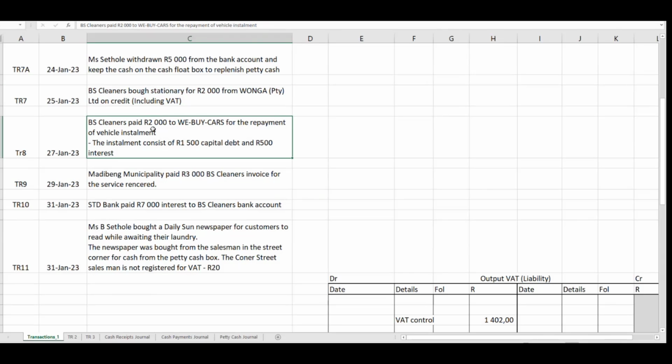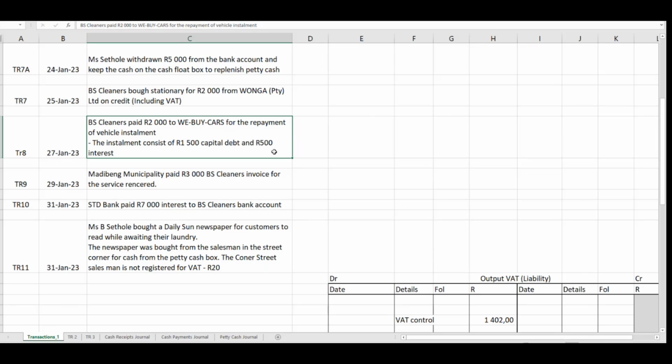It says BS Cleaners paid 2,000 rands to buy cars for the repayment of vehicle installment, and the installment consists of 1,500 rands the capital and 500 rands interest. Just remember, this is a 2-in-1 transaction. There is 1,500 for installment and there is 500 rands relating to the interest. Where does it go? Cash receipts journal, cash payment journal, petty cash.